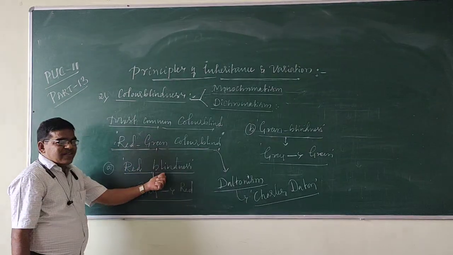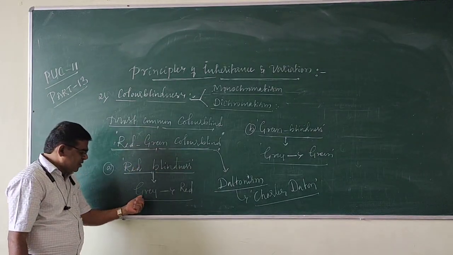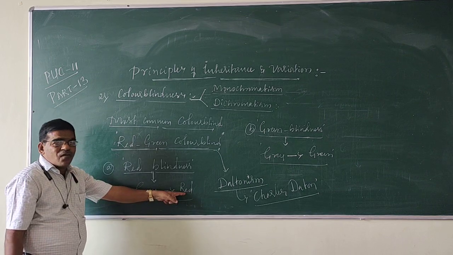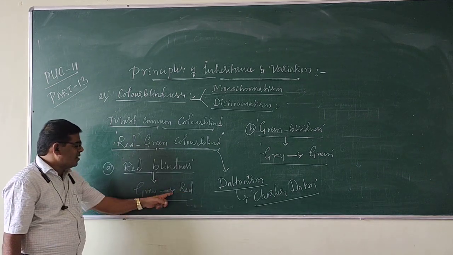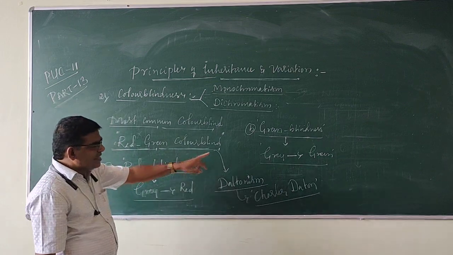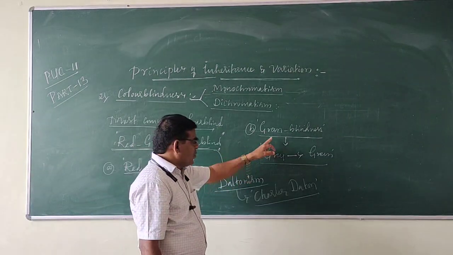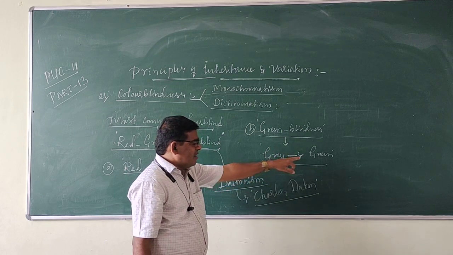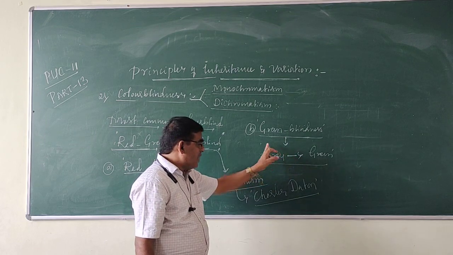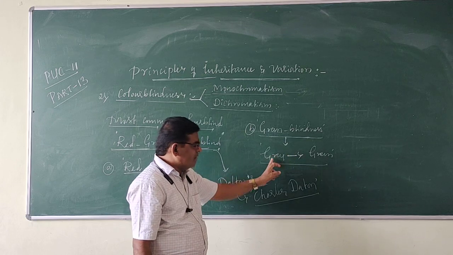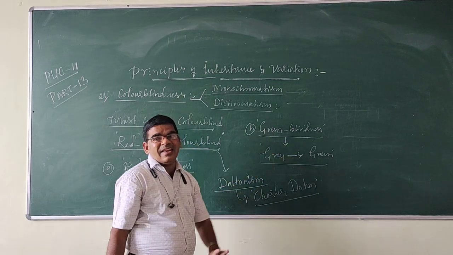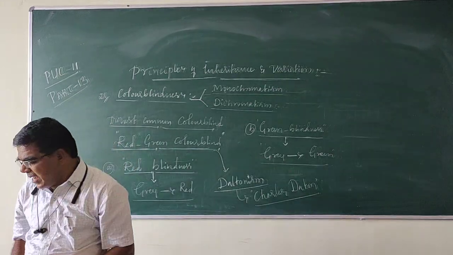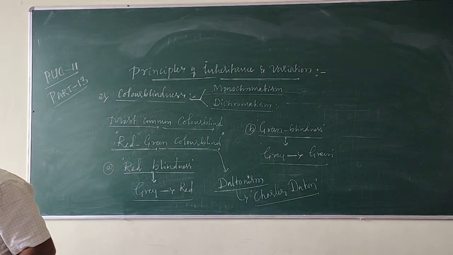So red blindness is one in which the individual identifies gray color instead of red. And the second one is green blindness, in which the individual identifies gray color instead of green. This is called red-green color blind.